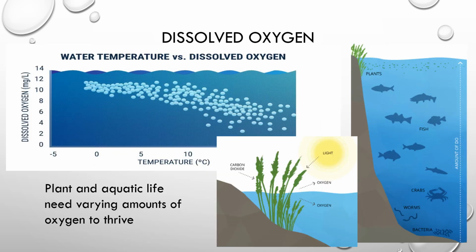So, continuing on here, dissolved oxygen. Typically, you're going to find more oxygen near the surface of the water. And then as you go deeper, you're going to find less and less oxygen. Like I said here, plants and aquatic life need varying amounts of oxygen to survive. So here's a quick little graph of what types of animals need to stay at what levels of the water in order to get enough oxygen to survive.